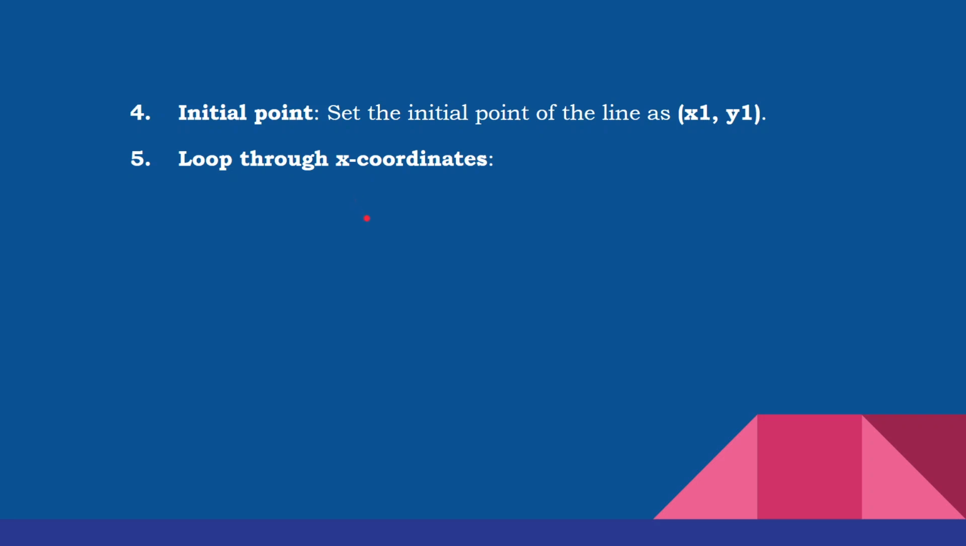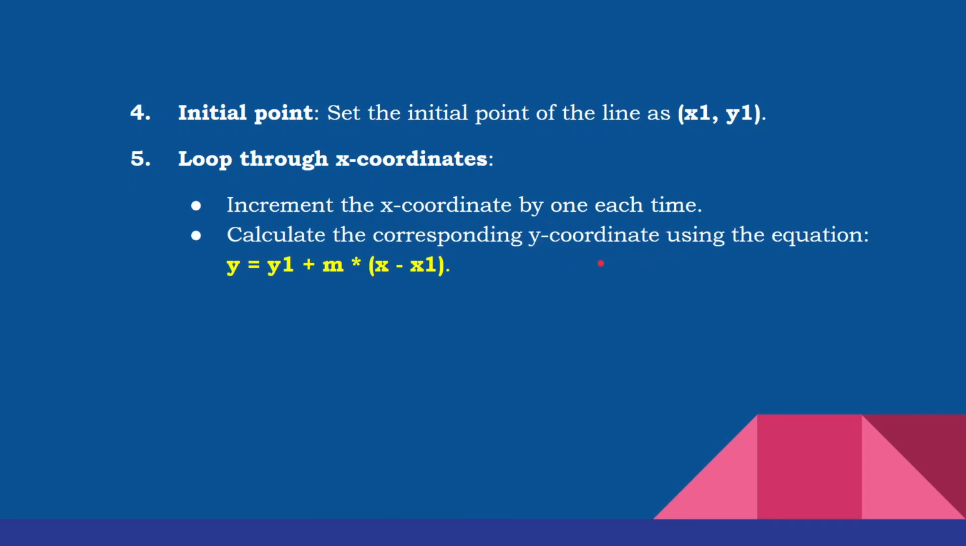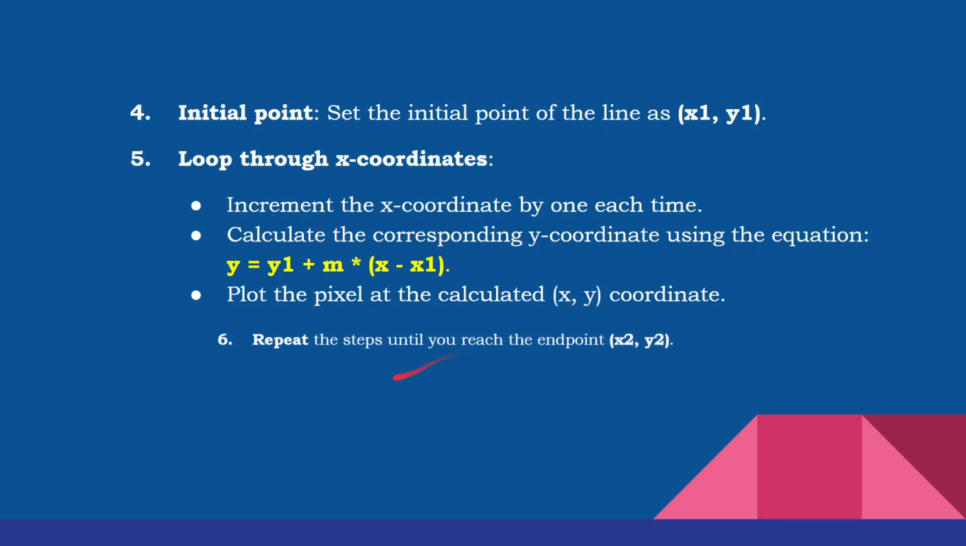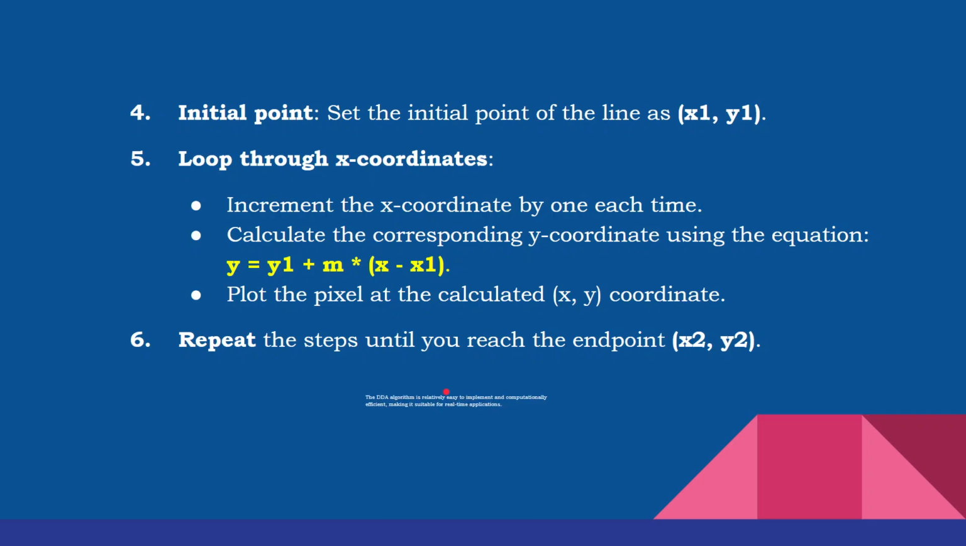So how to loop? We have the calculation here. Increment the x coordinate by 1 each time. And after incrementing, we calculate the corresponding y coordinate using the equation y is equal to y1 plus m into (x minus x1). So with this, we will be able to find out the y coordinate for the corresponding x coordinate. And then we plot the point x, y that we have got. These steps are repeated till we reach the end of the line, x2, y2. So these are all the steps of the line drawing algorithm of the digital differential analyzer.